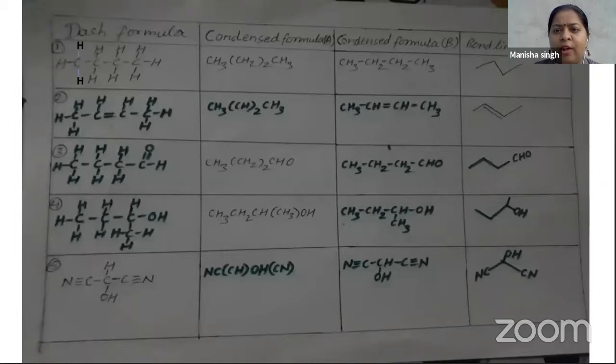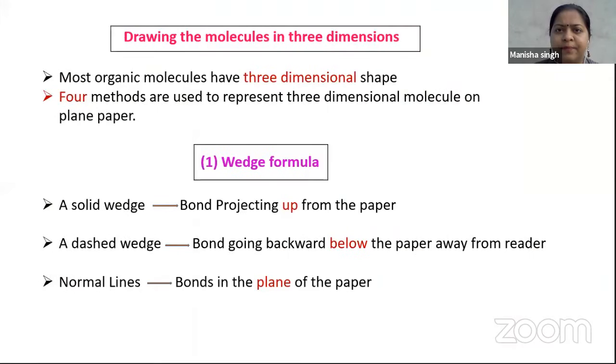Then we have solved a few examples. Next. Then we have seen how the molecules are represented in three-dimensional structure. Various methods are there to represent the three-dimensional structure. In that we have seen the wedge formula first. Next one.